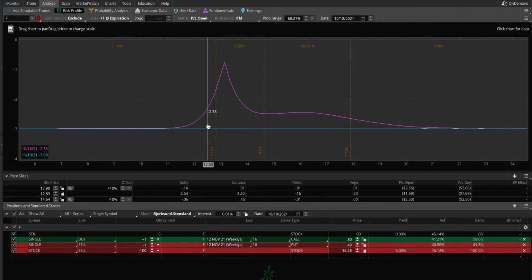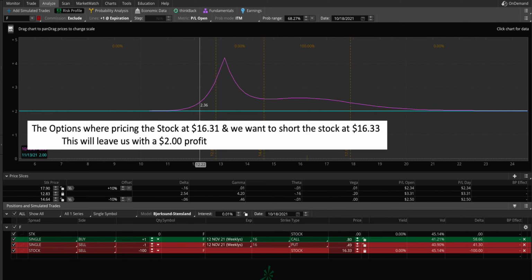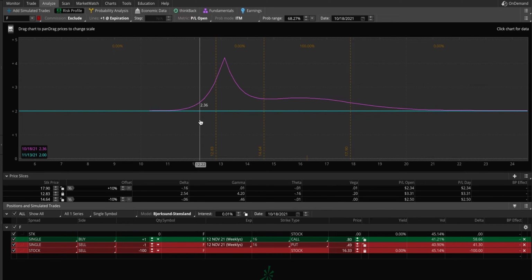So what this backtest will search for is combinations where there is a discrepancy. So let's just say Ford is actually trading a little bit higher than 16.31. Now our payoff structure becomes $2 at expiration. So that's what I'm trying to find in this backtest.